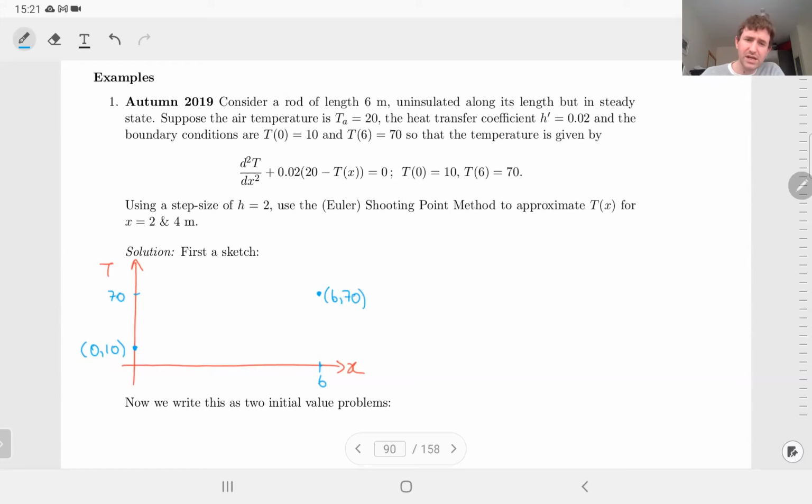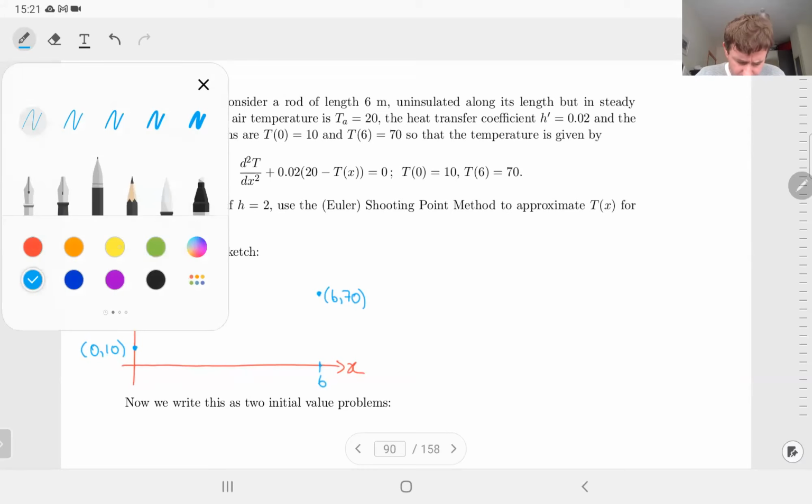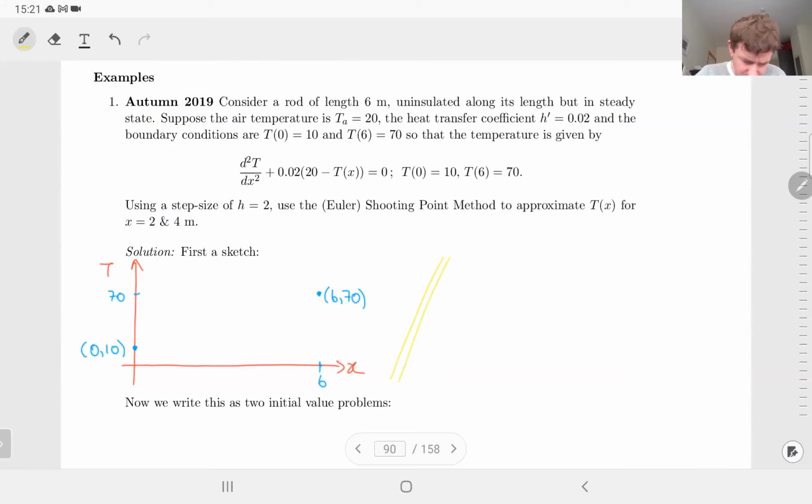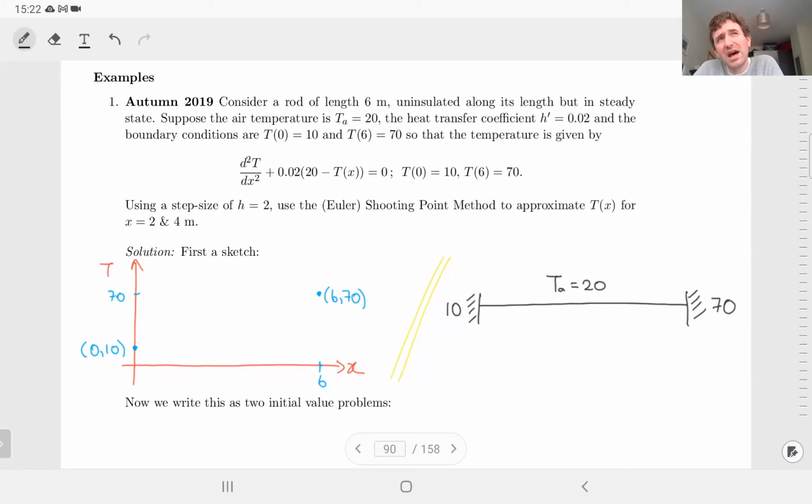Okay, so we've got the start point and the end point. And we'll just draw a picture here. This is probably unnecessary, but just what are we actually looking at here? We've got a 6-meter rod that is kept at a fixed temperature on both sides. So here we've got 10, presumably Celsius, and 70, and there's an air temperature of 20 in between. So what we'd expect is, well, it's difficult to know, but certainly up near the 70, after the 70, it's going to be cooler because of the air temperature and also the fact that it has to hit 10 on the other side. So it should have a U shape, I think, is what we're going to look for.